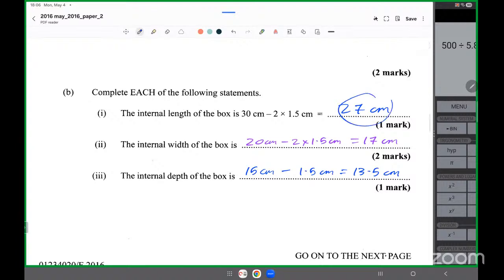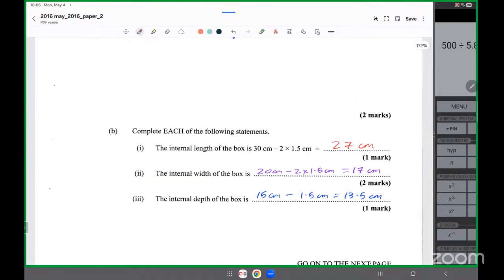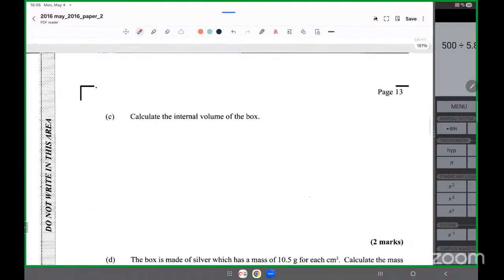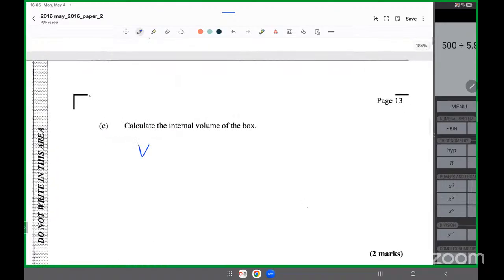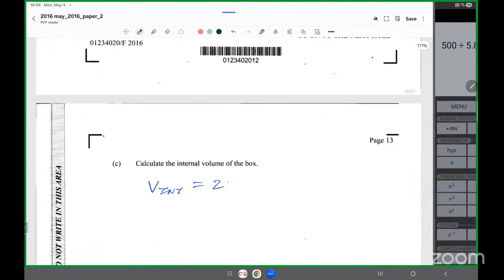So these are the internal dimensions of the box. That's one in the red. Those are the internal dimensions of the box: 27 centimeters, all right? Internal dimension. It says calculate the internal volume. So it's an internal dimension, so the volume internally becomes, what is it? 27 times 17 times 13.5.